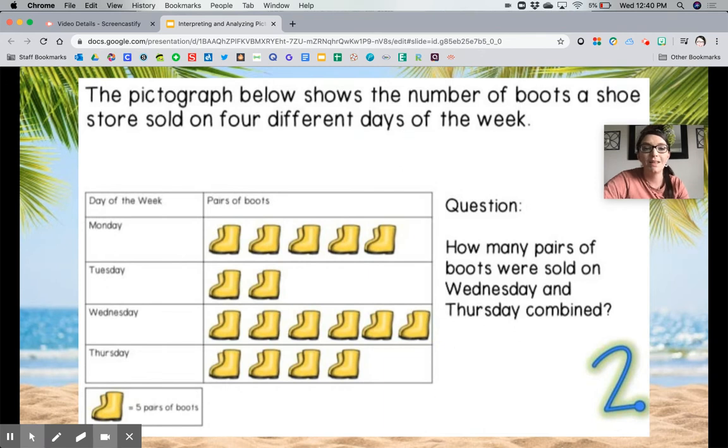Question 2. The pictograph below shows the number of boots a shoe store sold on 4 different days of the week. So let's look at the question. Same graph, different question. How many pairs of boots were sold on Wednesday and Thursday combined? Okay, well, I already know that 30 were sold on Wednesday, 20 were sold on Thursday. 30 plus 20 should have been 50, so your answer should have been 50.